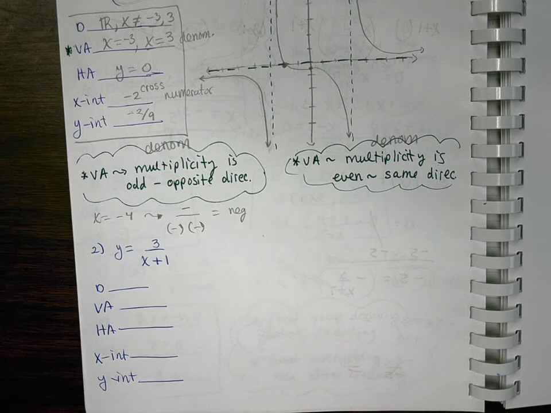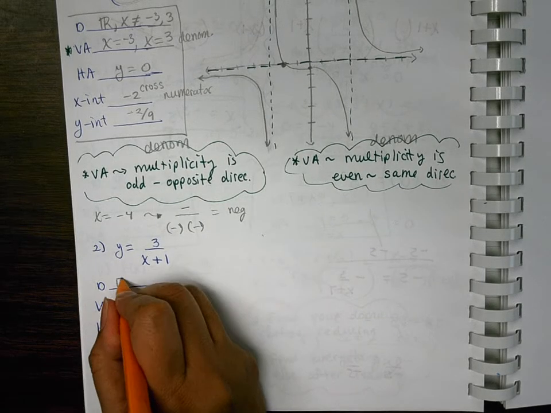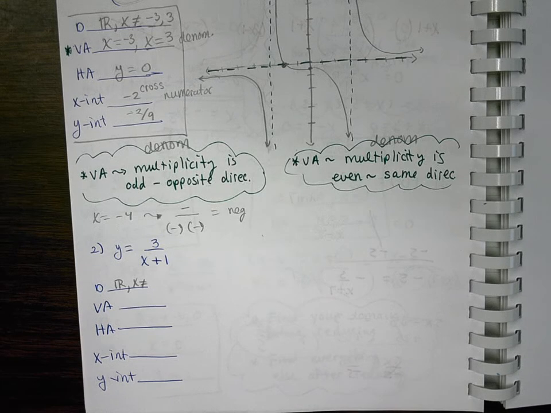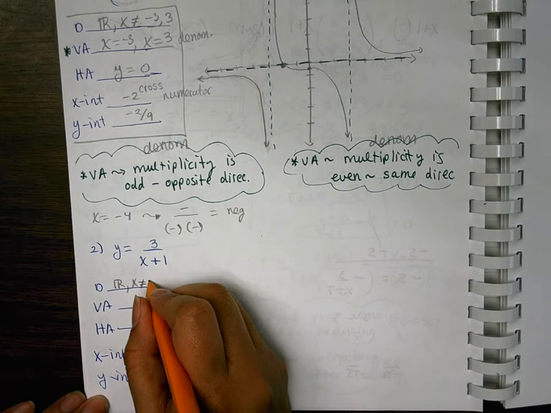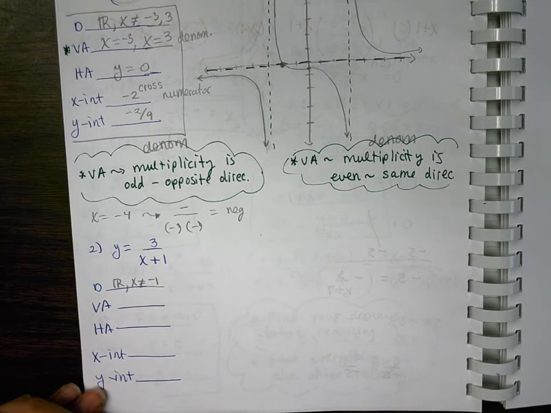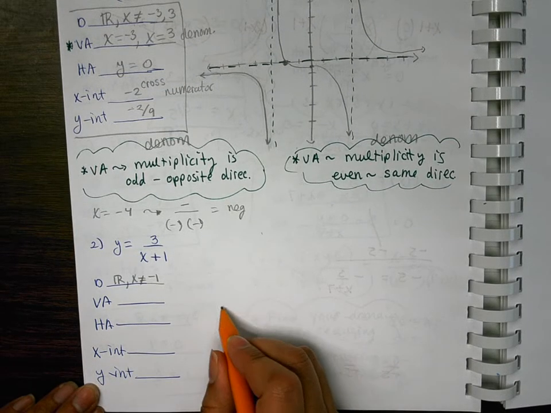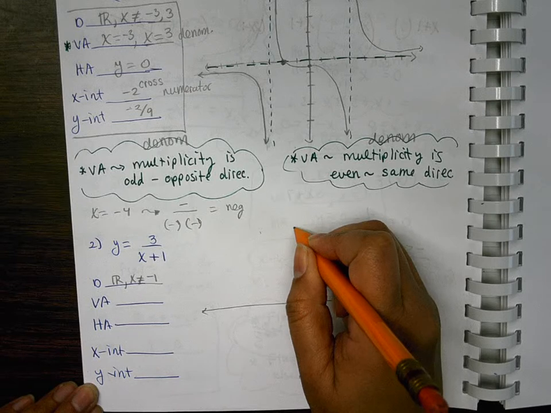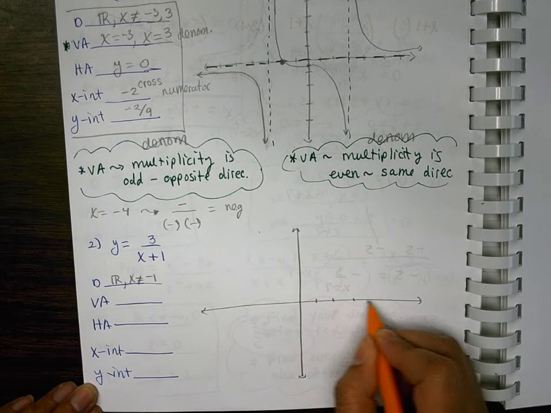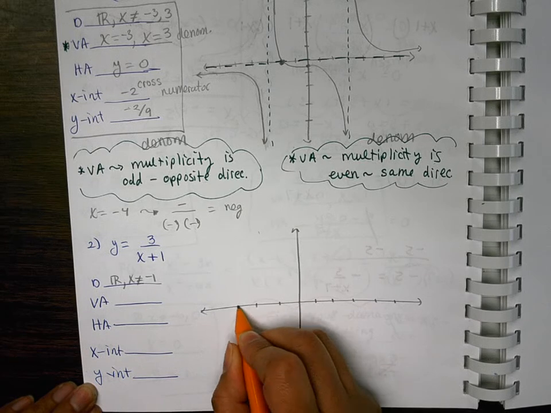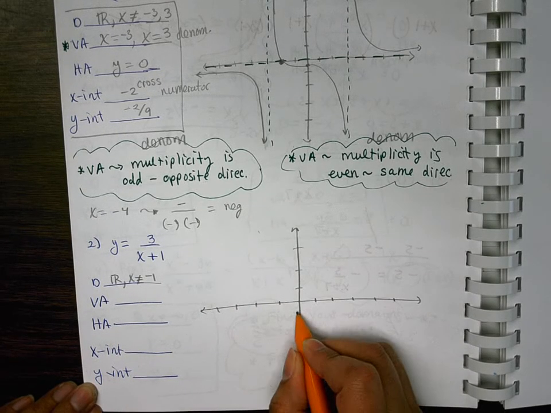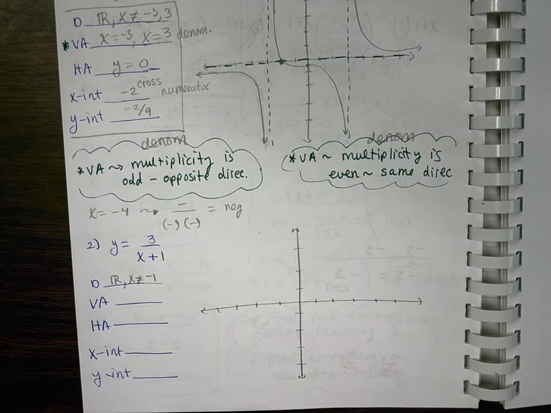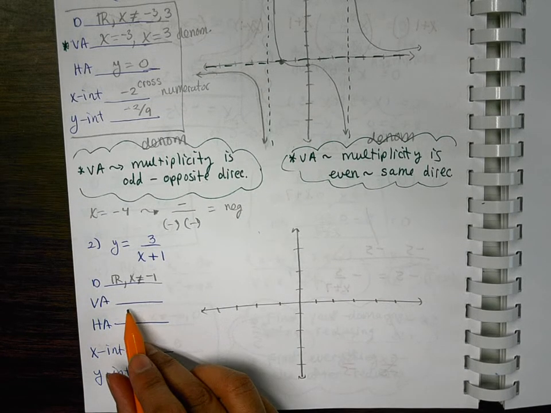All right. Domain, all reals where x cannot equal... I'll let you figure that out. X cannot equal what? All right. Vertical asymptotes. I'm going to start my graph a little bit. I'm going to have you do the same because we're going to add things as we go. All right. What did you guys say the vertical asymptote was?